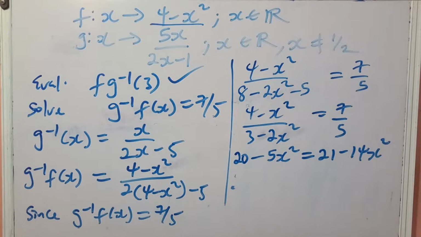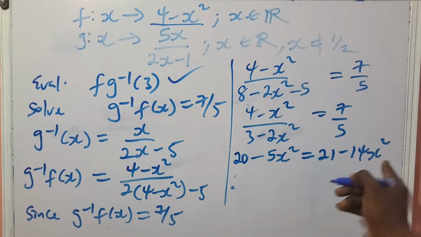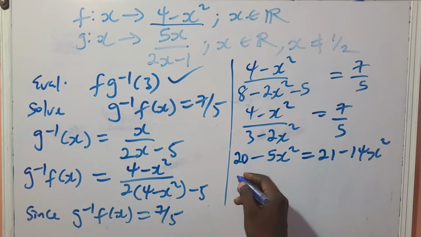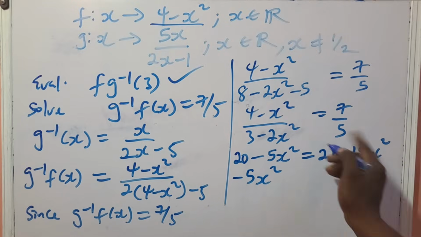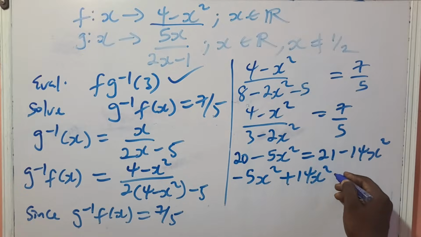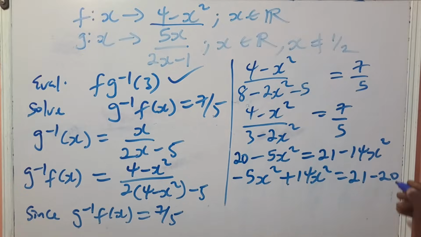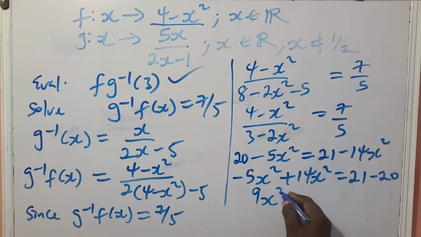All right. I'm sure you are following what we're doing. So you want to bring in the like terms together. So I want to bring in all the x's on the left hand side. So I have 5x squared, then I have plus 14x squared, then I have 21 minus 20 on the right hand side. So when I have this, 14 minus 5 will obviously give me 9x squared equals to 1. All right. So we have x squared obviously equal to 1 over 9. That's dividing both sides by 9.